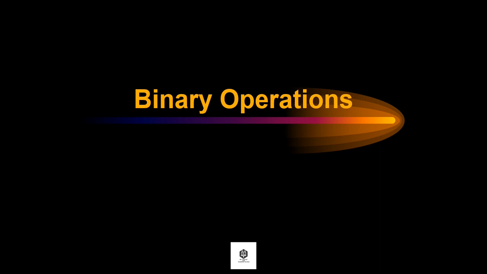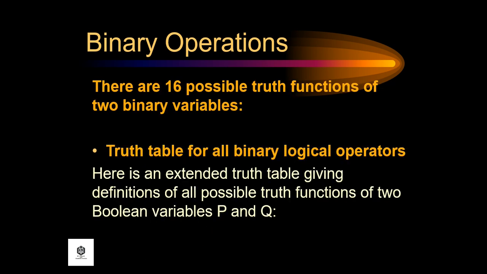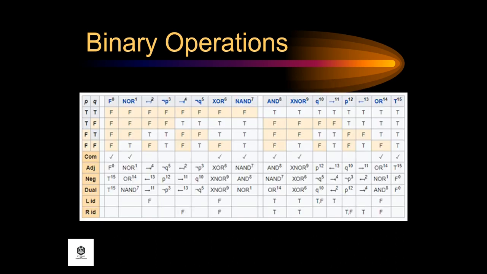Let's proceed to binary operations. The truth tables for all binary logical operators are: logical conjunction, logical disjunction, logical implication, logical equality, exclusive disjunction, logical NAND, and logical NOR. There are 16 possible truth functions of two binary variables. Here is an extended truth table giving the definition of all possible truth functions of two Boolean variables P and Q.